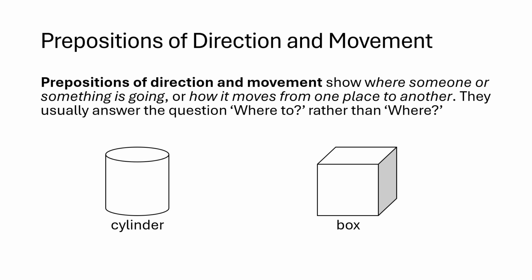Prepositions of direction and movement show where someone or something is going, or how it moves from one place to another. They usually answer the question, where to, rather than where. To illustrate where something is moving in relation to something else, the use of these two symbols will support the meaning. This is a cylinder, this is a box.